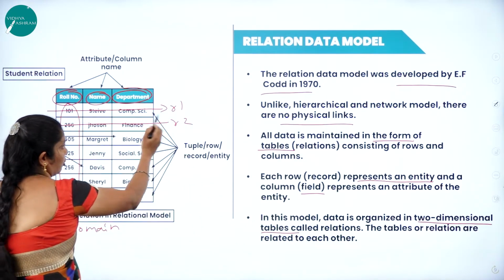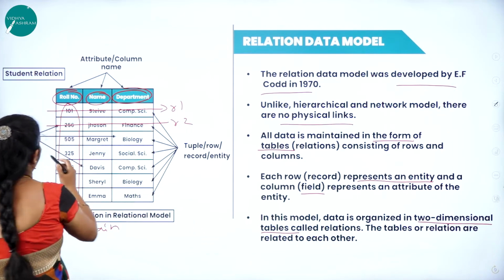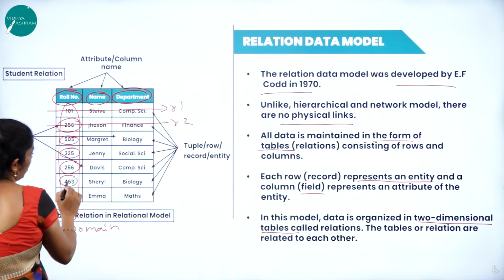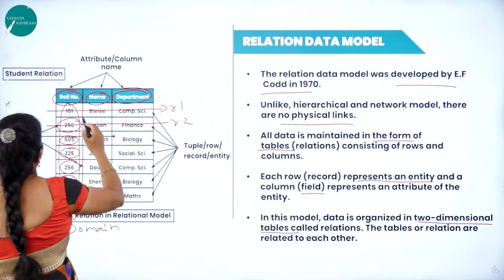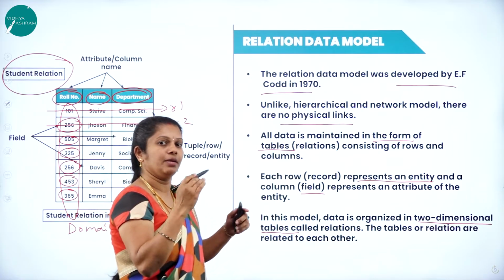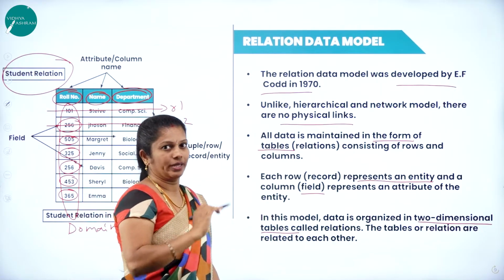Here we have records, here we have headings, that is attributes or columns, and each value can be called a field here. This can be called an attribute or column name. And here the relation is the student relation. The table name we have given here is student relation. Like this, the main information will come here.